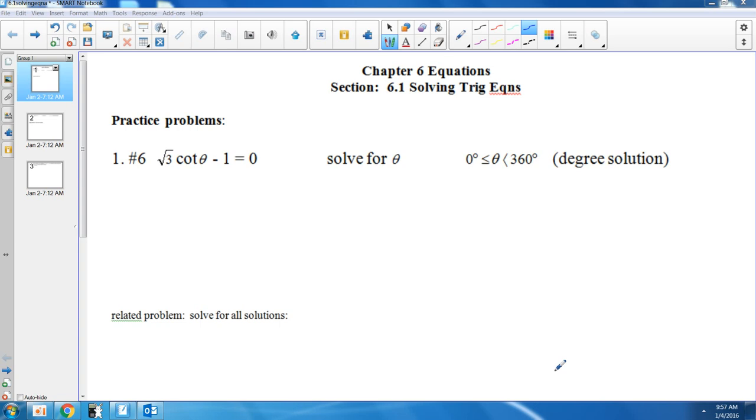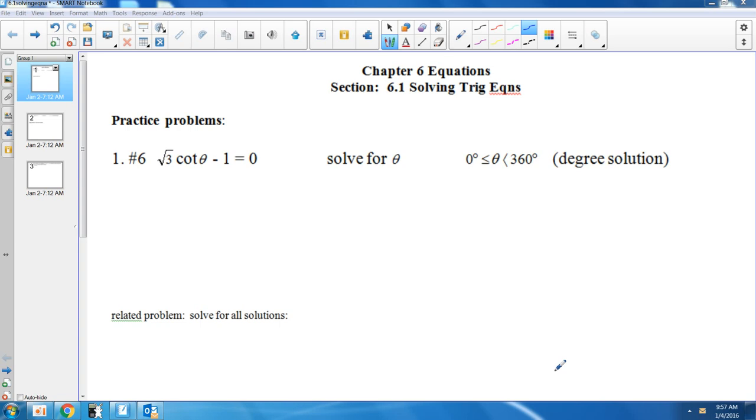You're going to have to remember reference angles. You're going to have to remember Santa Claus, which ones are positive and negative in the quadrants. You're going to have to remember reciprocal identities, some basic identities in the beginning. Ultimately, it's going to get a little bit more tricky.